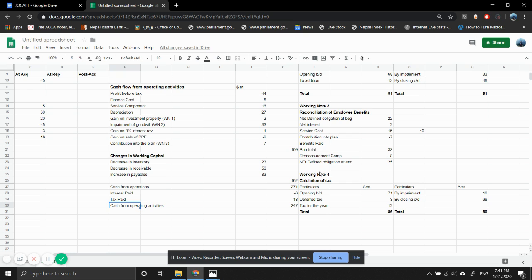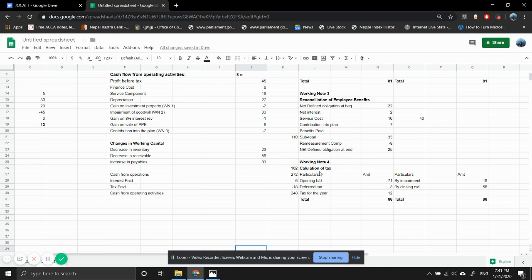Let's check the answer as well. No, I made a mistake somewhere. Okay, first over here, I made a mistake over here. So that is cash flow from operating activities. Let's create cash flow from financing activities. Financing activities, right? So bold it.